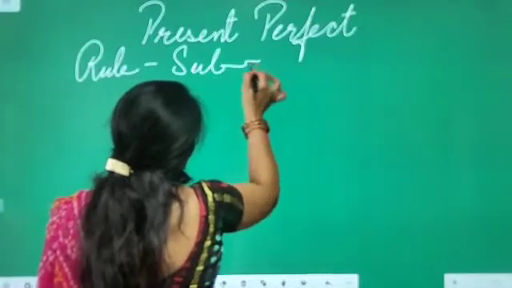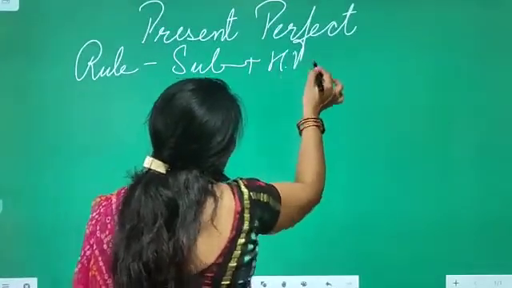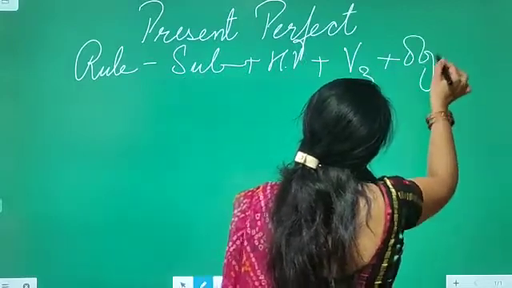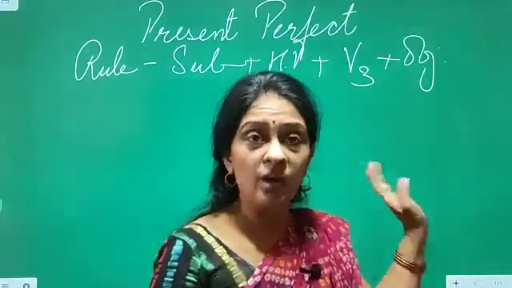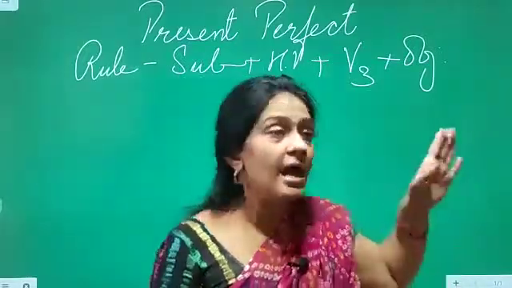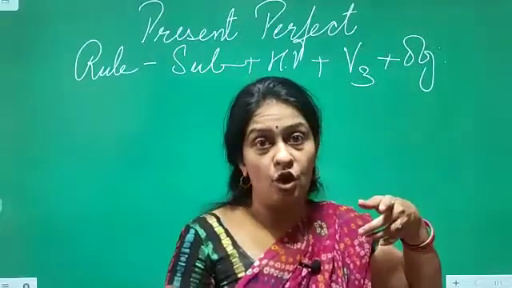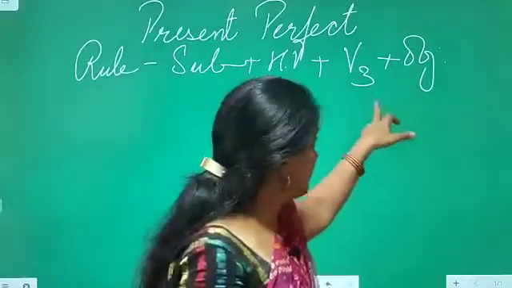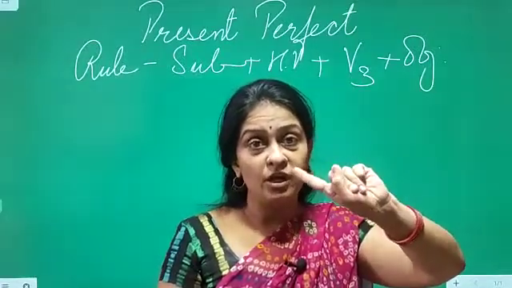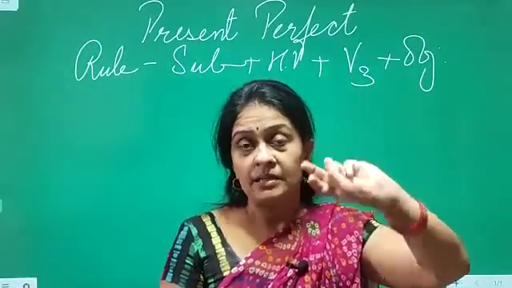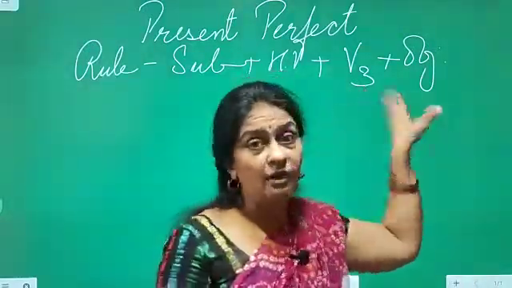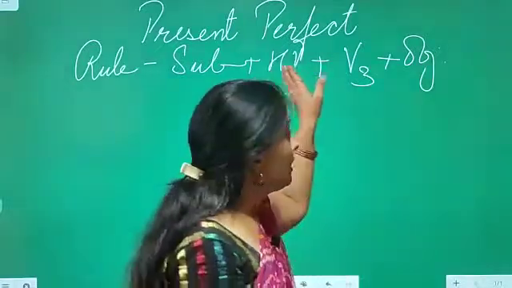subject plus helping verb plus third form of the verb and our object. It means the work which we have started in the present is still going on and is about to finish off. Finish off here means the third form of the verb. I told you the first form is your present, second past, and third is your past participle. So we will be using the third form of the verb in the present perfect.